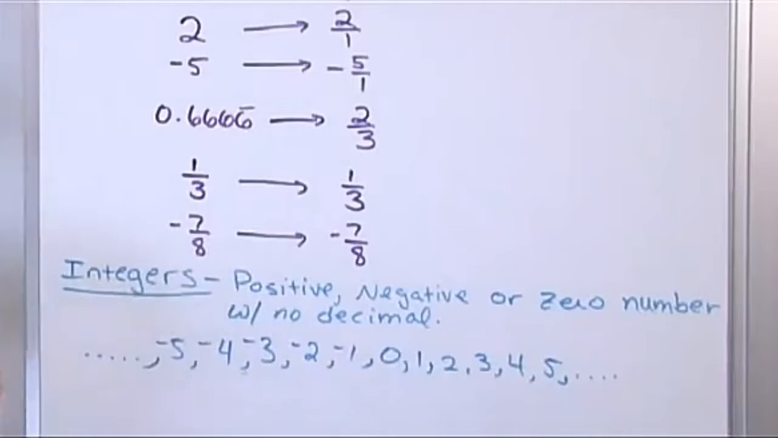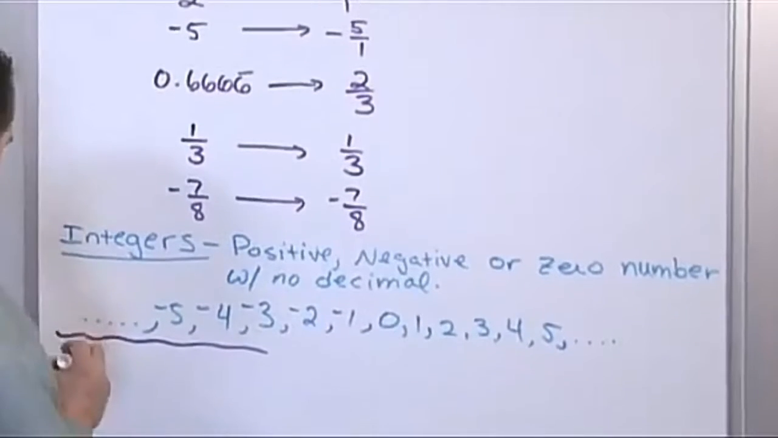But that is my definition of what an integer is. I think it's a good one just to show you what they really are. There's nothing more to it than that. It's just basically the numbers, positive or negative, without any decimals.